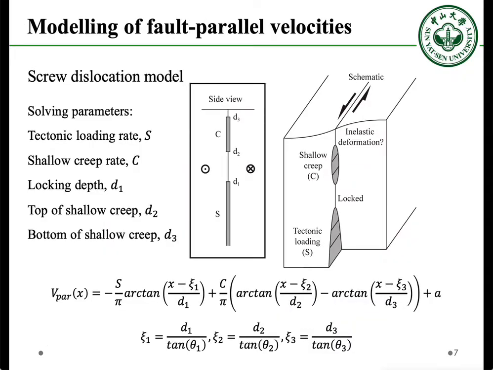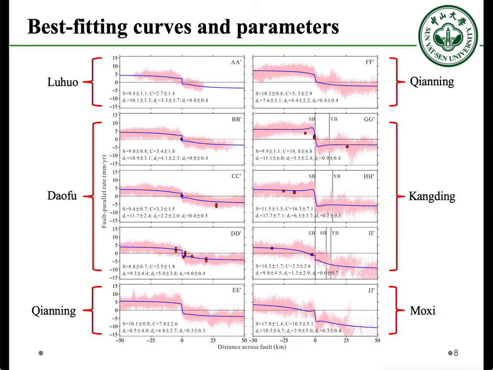We use the simple screw dislocation model to invert kinematic parameters based on fault parallel velocities. The velocity contains two signals, the inter-seismic tectonic loading and the shallow creep. We plotted 10 profiles, 100 km long and 20 km wide, and obtained the best-fitting curve and parameters of each profile.